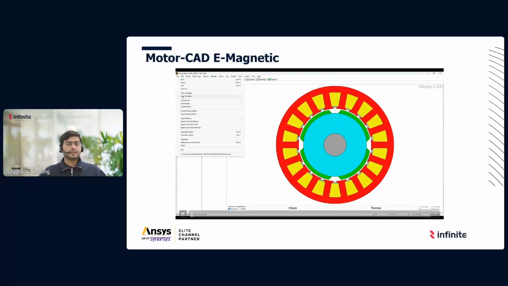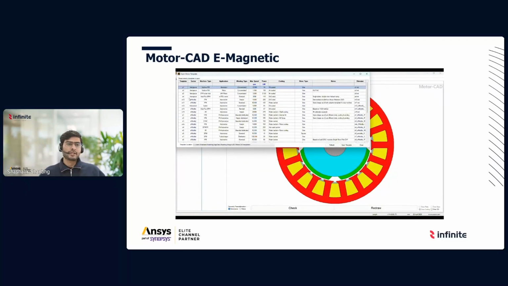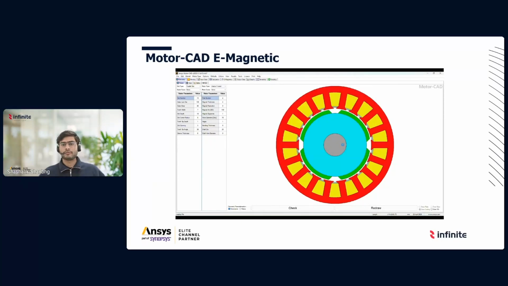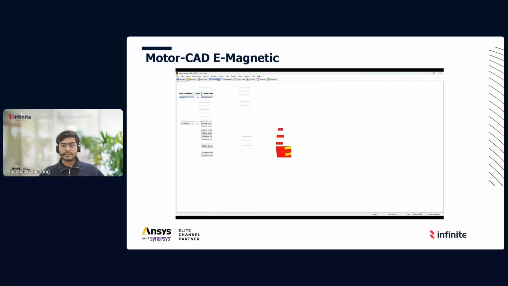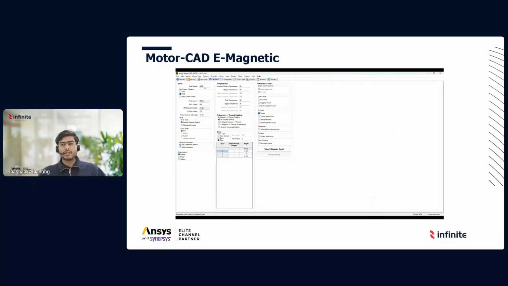And here you can see the e-magnetic module, starting off with some templates that are already available for you in Motor-CAD. You can see that the motors can be analyzed against specifications, and you can obtain torque and back EMF for important operating conditions. Also, the distribution of flux density in the machine can be monitored within this e-magnetic module.